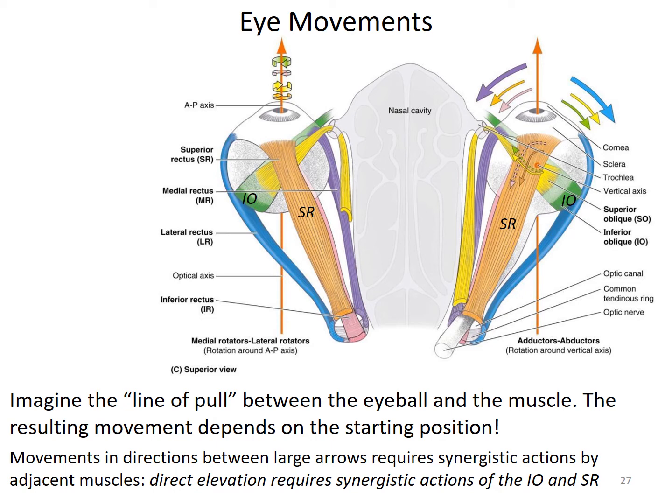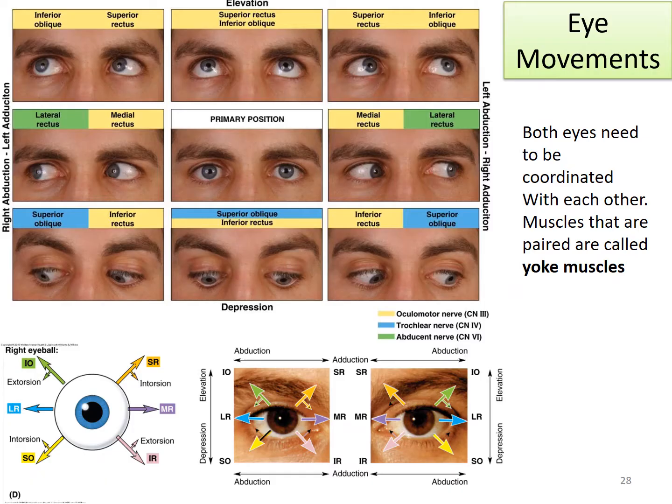Okay, so the movement directions are going to be indicated by large arrows, and that means between the large arrows it requires synergistic actions by adjacent muscles. Direct elevation of the eyeball requires, for instance, synergistic actions of the inferior oblique and superior rectus.